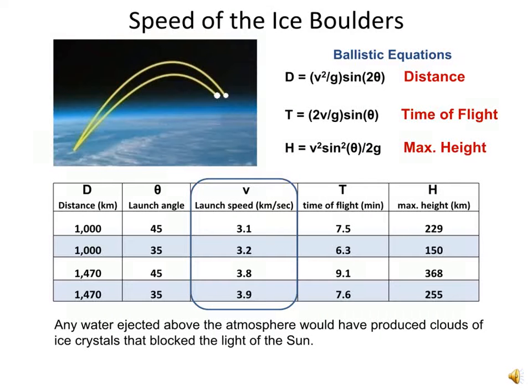The speeds required to launch ice projectiles from Michigan to the east coast can be calculated using ballistic equations. Speeds from 3 to 4 kilometers per second are necessary to reach the east coast. All the trajectories are suborbital space flights with a substantial portion in the vacuum of space. Any liquid water ejected above the atmosphere would have produced clouds of ice crystals that block the light of the sun.